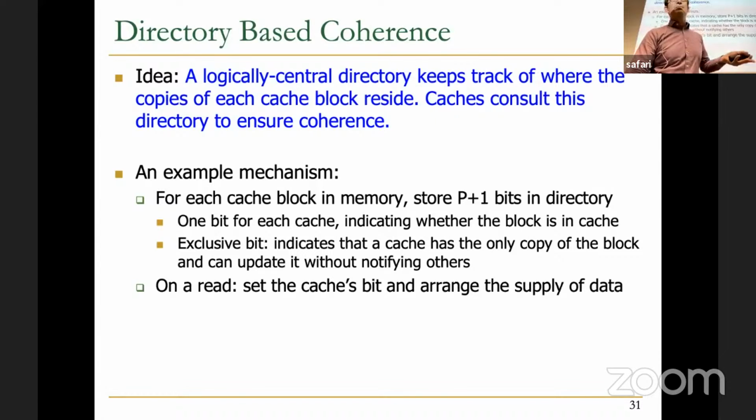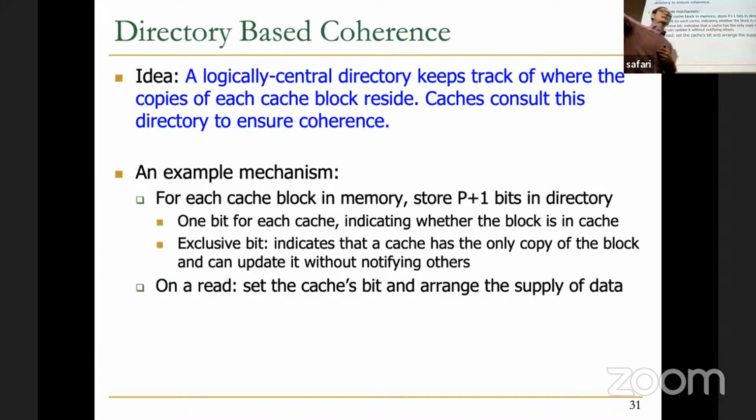Now on a read, what you do is you set the cache's bit, one of the p bits, saying that this cache will have the data in its cache. And then the directory arranges the supply of data. Now, what does this mean? As I said, the directory knows everything about where the block is. It could be in memory. If the up-to-date copy is in memory, the directory sends the copy from memory to that cache. Or the directory knows that cache 456 has this block.